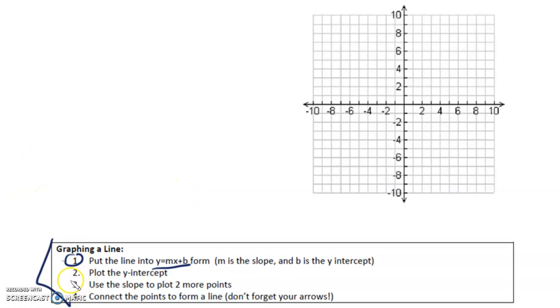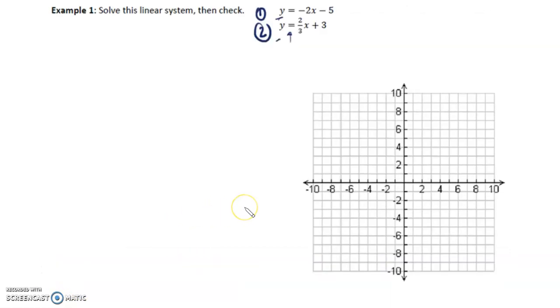First we want to plot the y-intercept, and then we're going to use the slope to plot at least 2 more points. Then we're going to connect the points to form a line. So for equation 1, the slope is -2 and the y-intercept is -5. So let's plot the y-intercept of -5, and then plot the -2 over 1 as the rise over run.